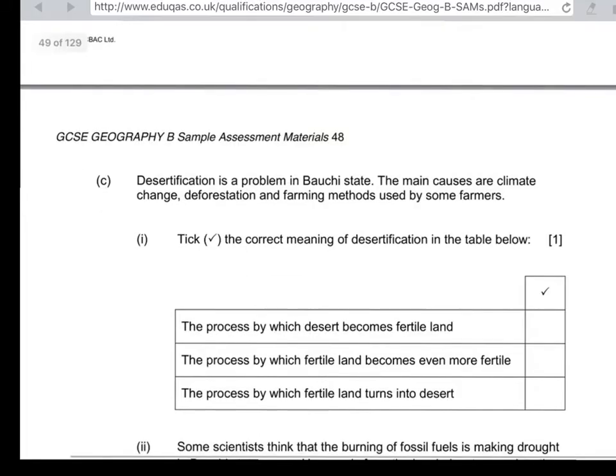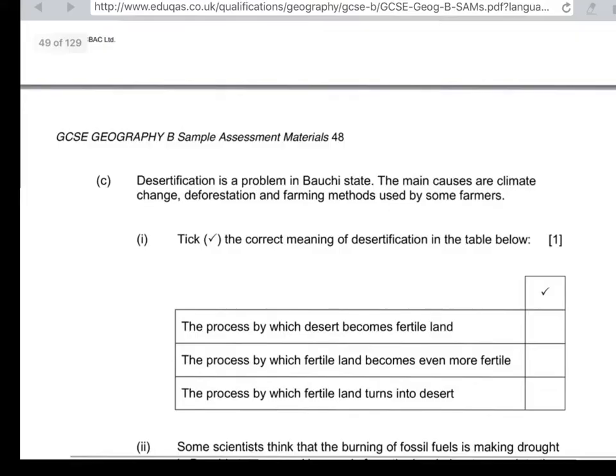Right, it then goes on to desertification is a problem, and then a nice simple sort of tick box. And what's the correct meaning of desertification? Well, process of elimination. Desert becomes more fertile? No. Fertile land becomes even more fertile? No. The process in which fertile land turns into desert.